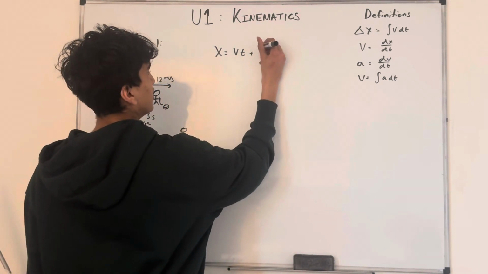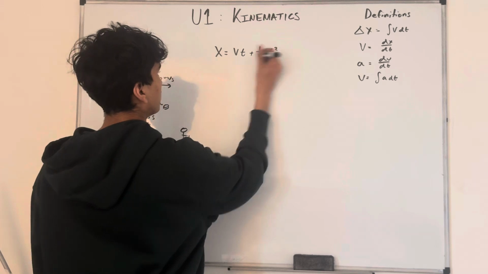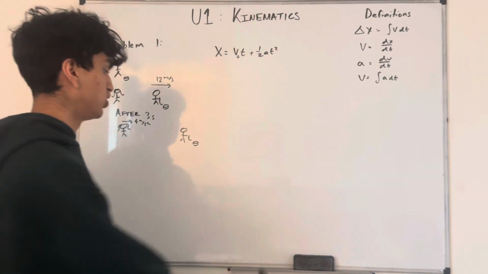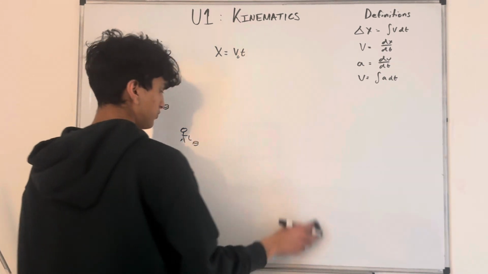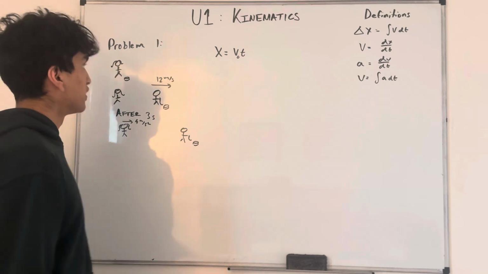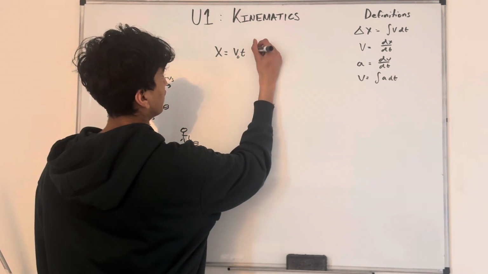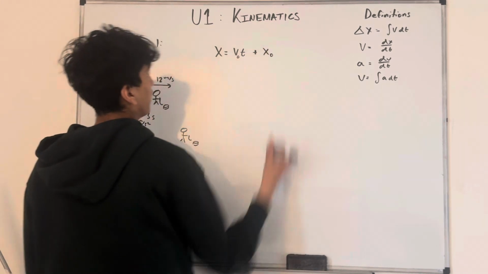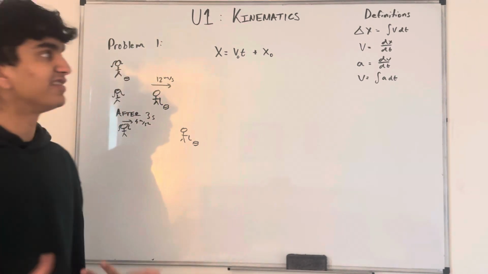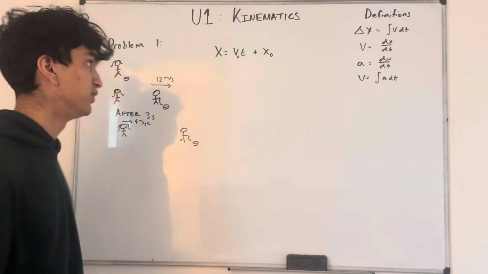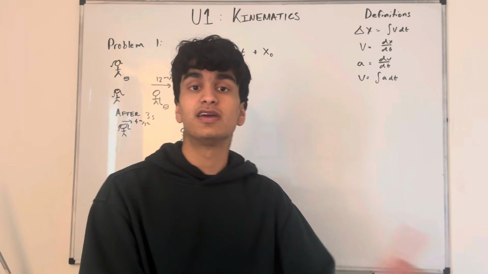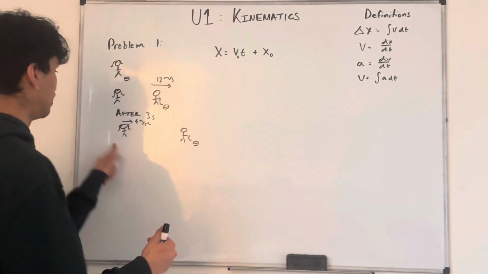This is the same as 1/2 at squared plus v initial times time. And if our acceleration is 0, that term goes away, so I can just erase that out. Now I have my velocity times time equation plus the x initial. This is important, right? After the 3 seconds, he's already gone a certain x position. He's already traveled a certain distance, and that will be the initial position for when she starts chasing him.